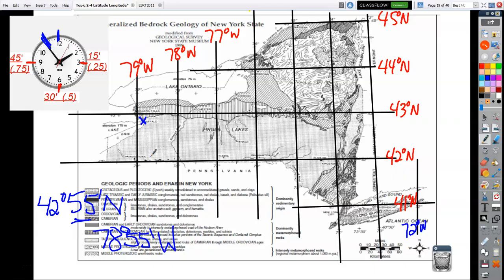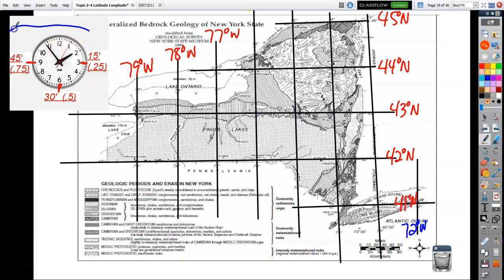Okay. And that's how you approach that. So cities are not always going to be exactly on an intersection. They're not going to be right, nice, even whole numbers. So that's why the minutes and the seconds. I'll leave this clock on there in my notes. So use this clock as kind of an example. A quarter of a degree is 15 minutes. Half a degree is 30 minutes. 3/4 is 45, but it could be anything in between.